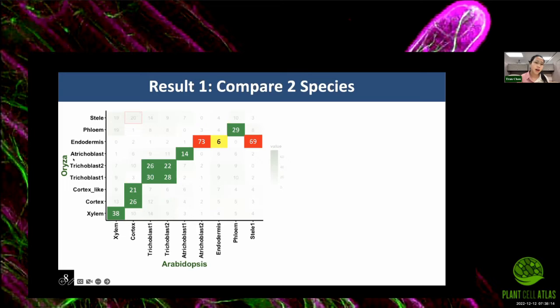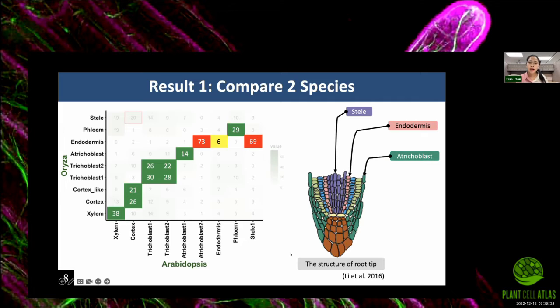However, again, you can see right here, the endodermis in rice shares a lot of common OMG with a drygoblash and still in Arabidopsis. We'll highlight them in the red boxes. You can see it. Well, you can see right here.